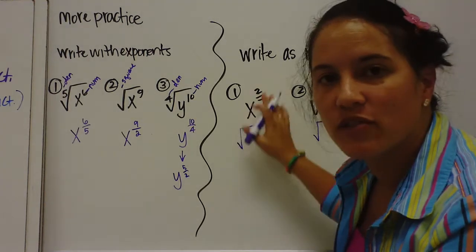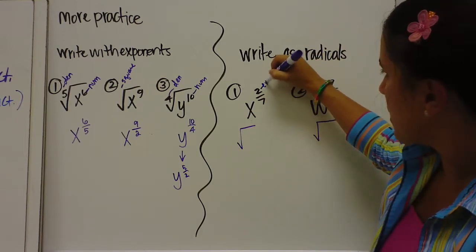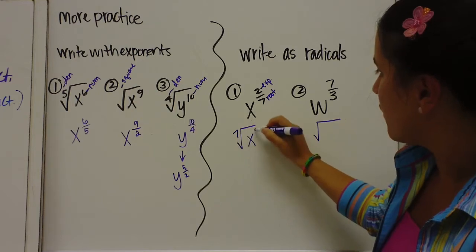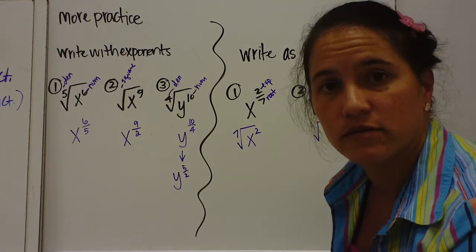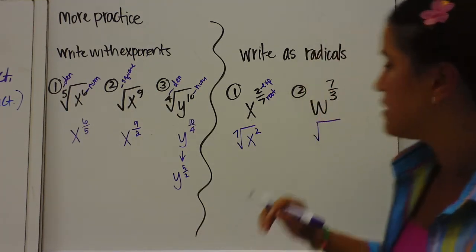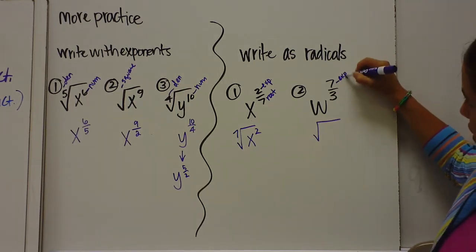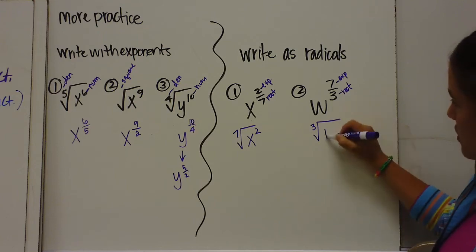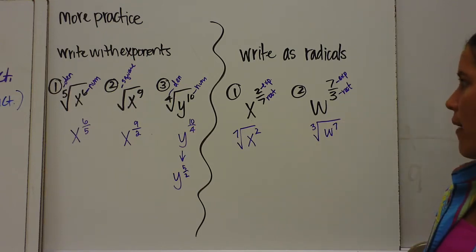All right, so x to the 2/7. The top number is your exponent. The bottom number is your root. So this is the 7th root of x squared. The 7 goes into your root. And here we have our exponent and our root. So the 3rd root of w to the 7th power.